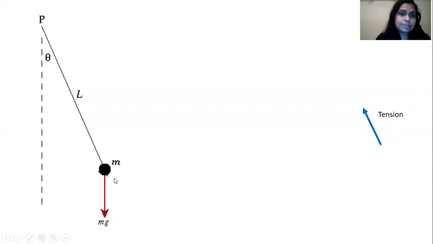Are there any other forces acting on this? Yes, right? There should be tension acting along the rope. So these are the only forces acting on it. We're going to ignore the air resistance.